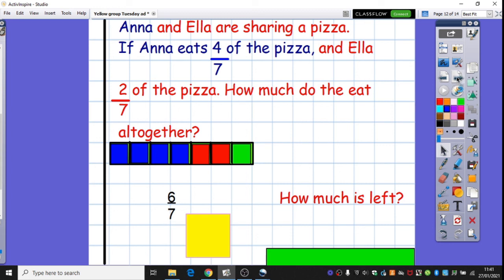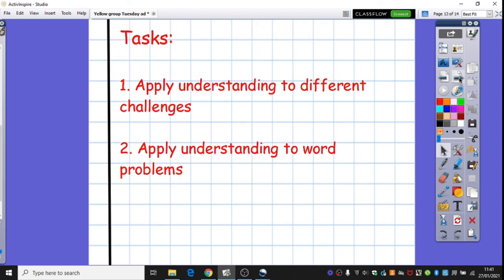So you're going to have a go at calculations and problems like this today, and we look forward to seeing how you get on.